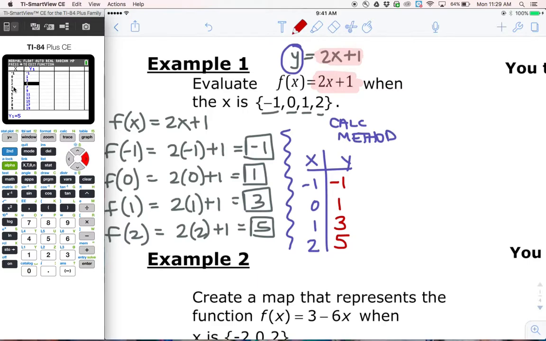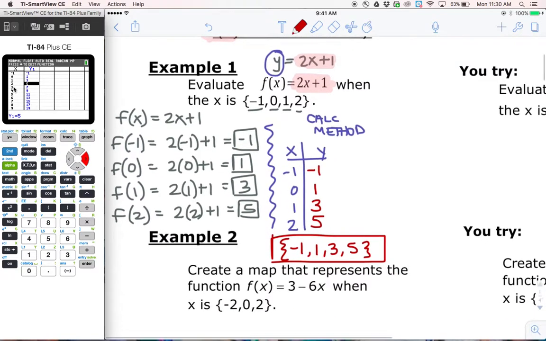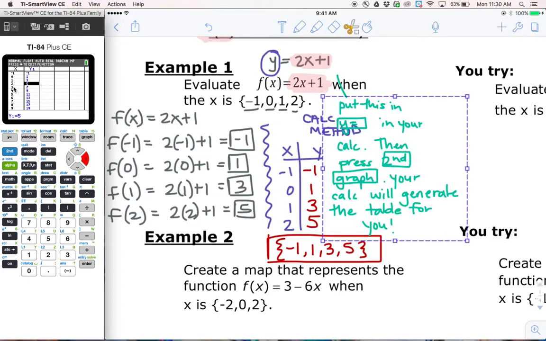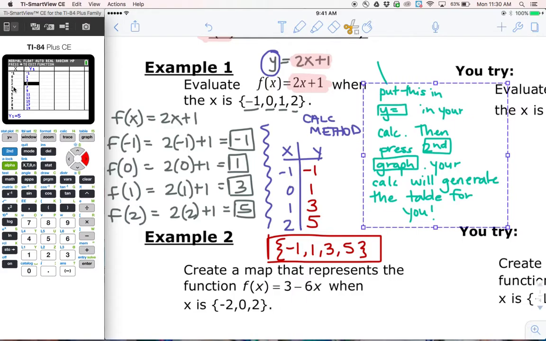So my answer here is still the same, which, by the way, you're going to write them in a list like this, and those are my y values, right? That's how we evaluate this function. I'm going to go ahead and copy and paste the directions for this calculator method. So if you want to, on your own time, go and copy this down, you are welcome to do that.